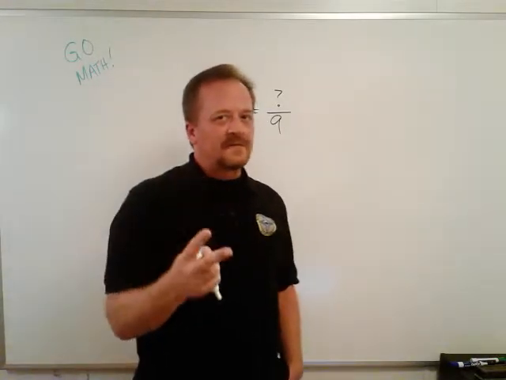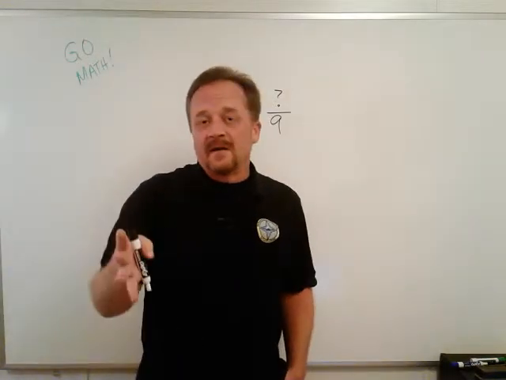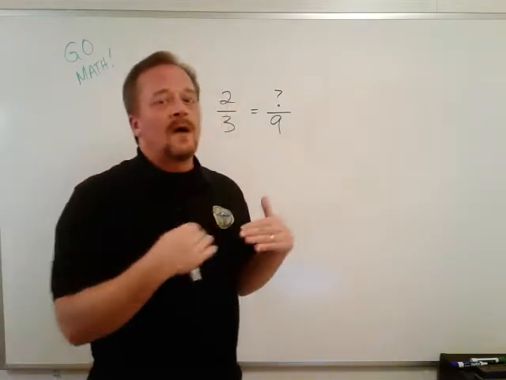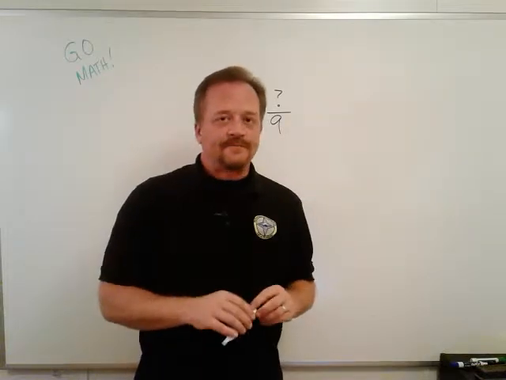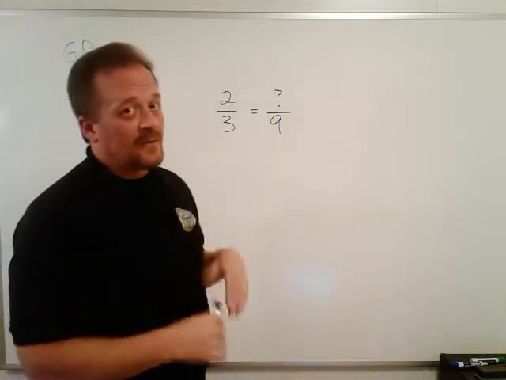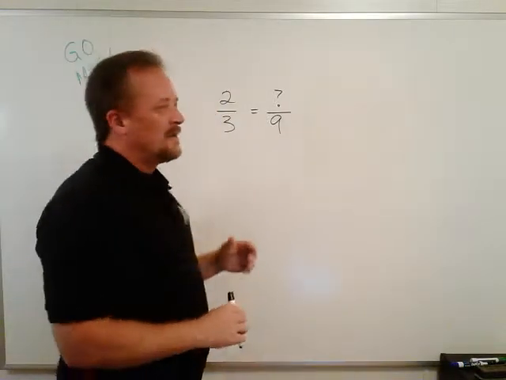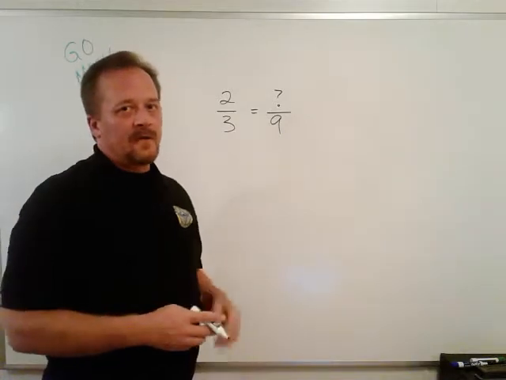We've looked at two methods and I'm going to review them really fast, and then we're going to talk about something that we've already done and how we can change it a little bit so that we can have one more tool in our toolbox for finding missing values in these proportions. And trust me, as we move through algebra, you'll be glad you know this one, okay? So let's find a missing value using one of the methods we've already used, all right?